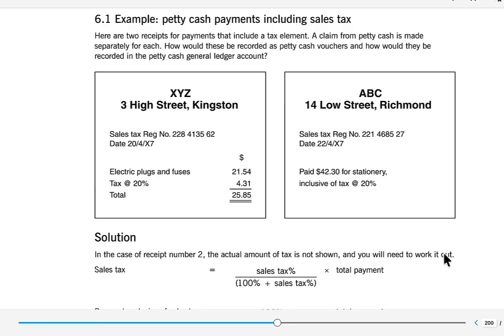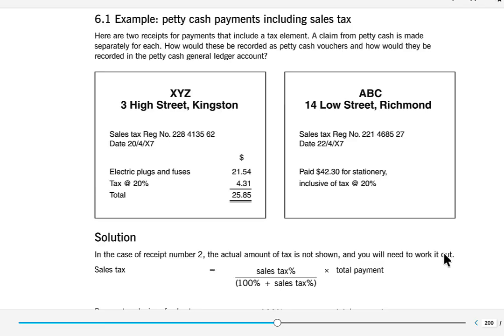How we record it in the petty cash general ledger. In the ledger, we treat this payment as two separate costs inside one payment. 1. Expense part. Debit the relevant expense account with $21.54. 2. Sales tax part. Debit the sales tax account with $4.31. And the total comes out of petty cash. Credit petty cash with $25.85. So the main idea is simple. Expense plus sales tax equals total cash paid.